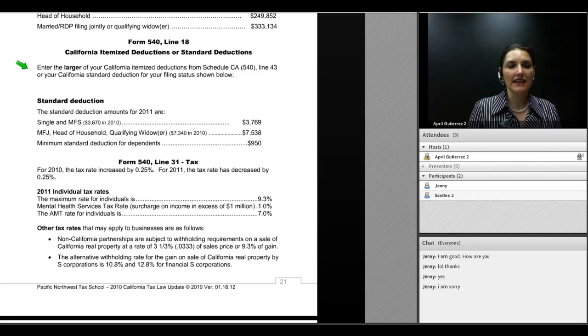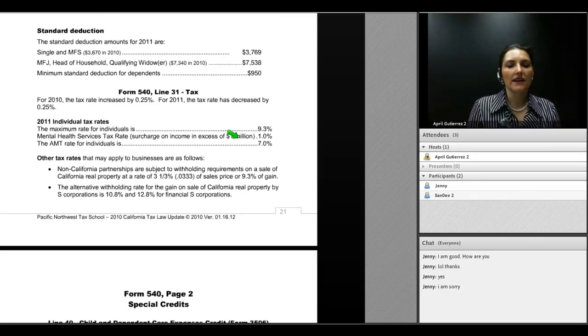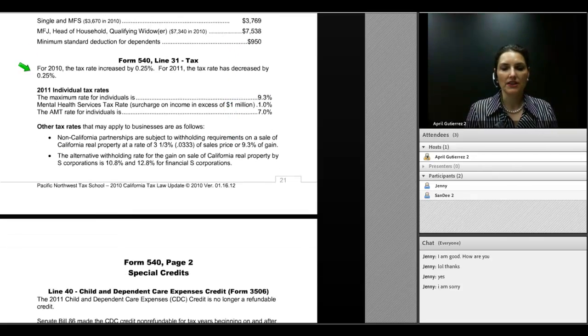Form 540, line 18, California itemized deductions, or the standard deduction. You are allowed to claim the larger of your California itemized deductions or your standard deduction. And for 2011, the standard deduction amounts for California have gone up. And we've got $3,769 for single and married filing separate, $7,538 for married filing joint, head of household, qualifying widow, and for dependents, the maximum deduction is $950.